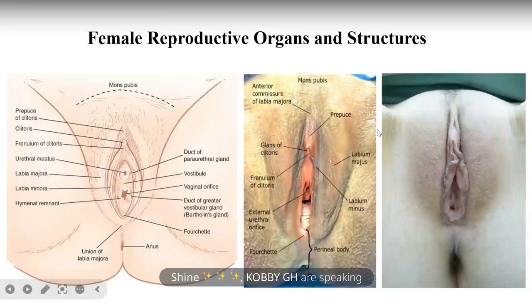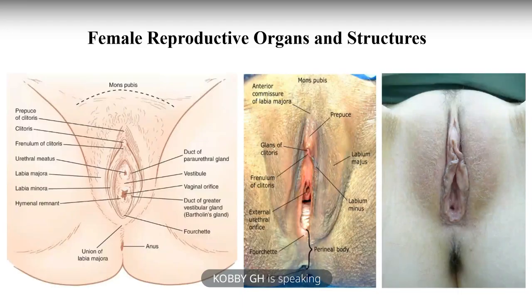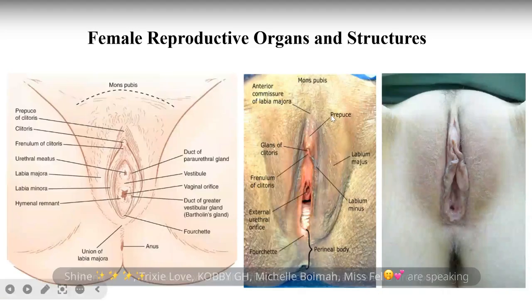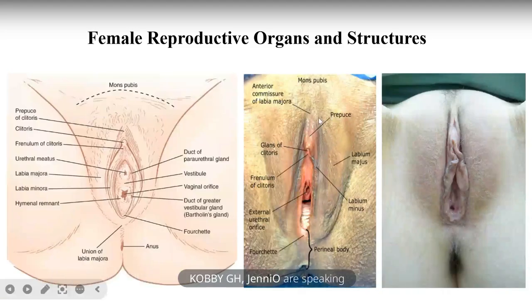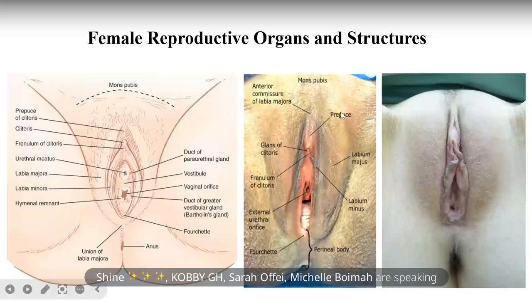Then the part that goes further to join your body, your mons pubis, your perineum, we call it the prepuce. Say prepuce. Say prepuce of the clitoris.